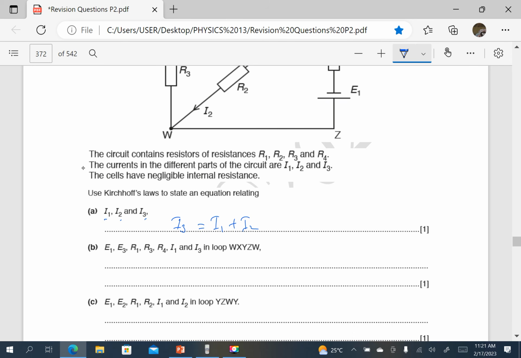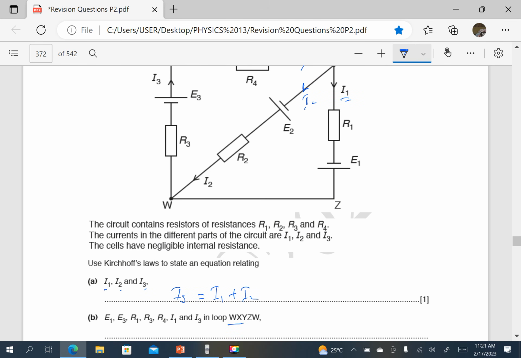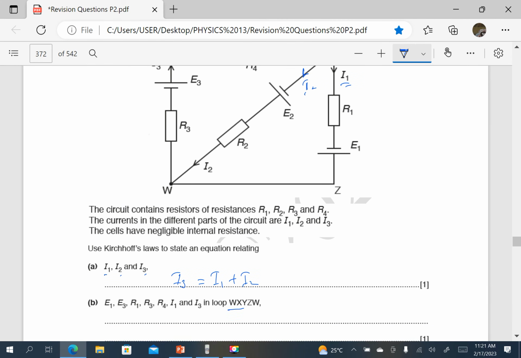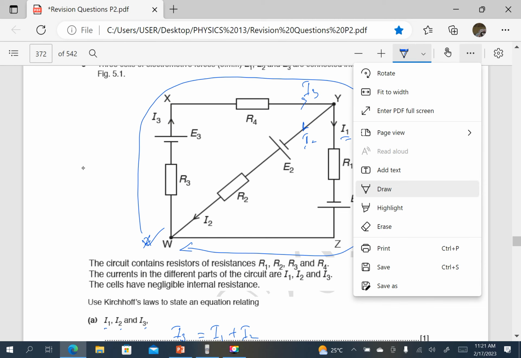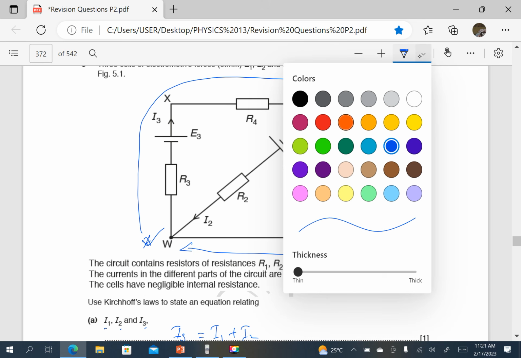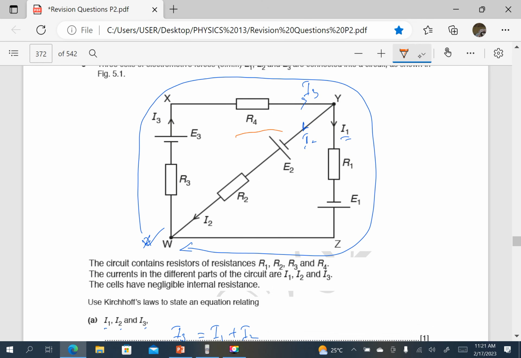Then E1, E3, R1, R3, R4, I1, I3 for the loop W. We are moving from W to X, Y, Z, and back to W. That is clockwise, from W, X, Y, Z, back to W. So we are ignoring the internal components. Let me just change the color for the loop. So we are ignoring the internal components, and we are moving in that direction.